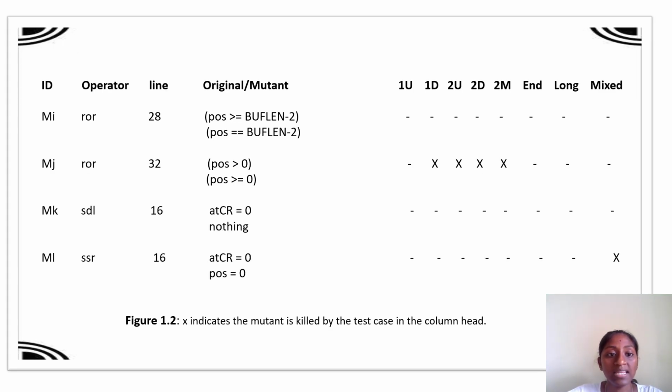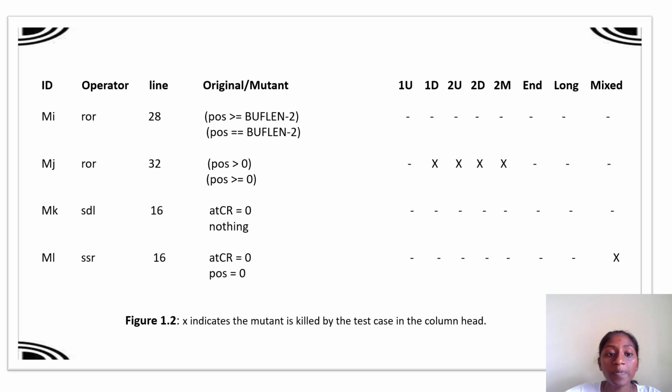Here are a few IDs with operators and the line number, with original or mutant, and with a few test cases. The test cases include 1U, 1D, 2U, 2D, 2M, end, long and mixed. ID MI, ROR, line number 28: the original is position greater than or equal to buffer length minus 2, and the mutant is position equal to buffer length minus 2. Here no mutant is killed.